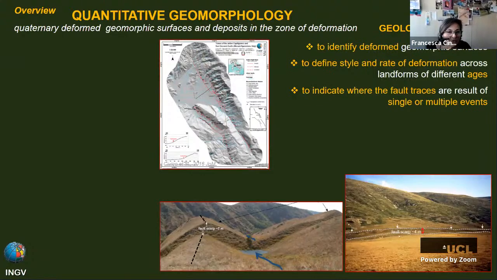So quantitative geomorphology is based on geological mapping of Quaternary deformed surfaces and deposits in the zone of deformation, and aims to identify deformed geomorphic surfaces. So let's say a fan, or marine terraces, or a river course, and to define the style and rate of deformation across landforms of different ages to indicate where the fault traces are a result of single or multiple events.